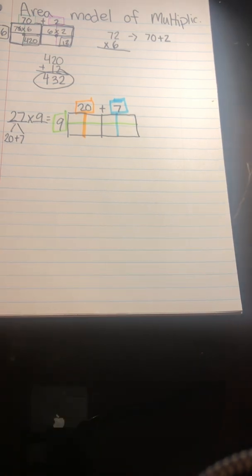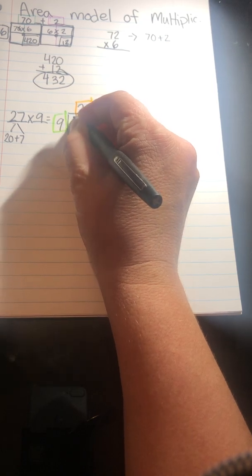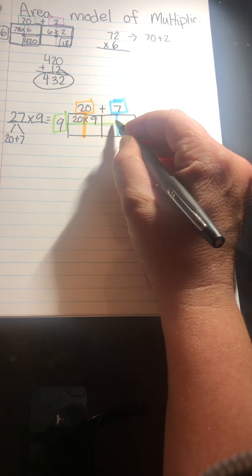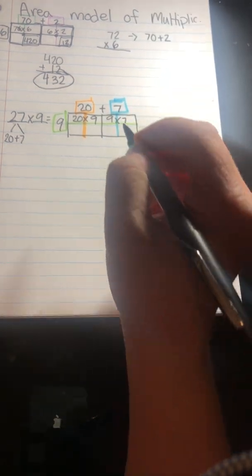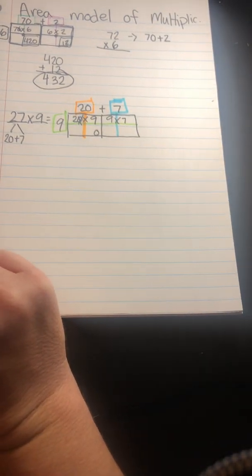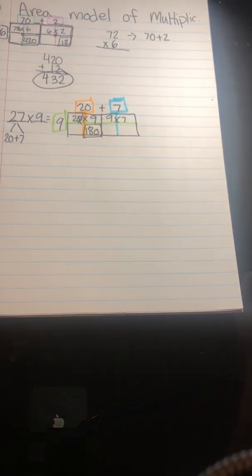Okay? So what am I multiplying in this one? 20 times 9, and then what am I multiplying in this one? 9 times 7. So now I can multiply. Take off my 0, put it down. 9 times 2 is 18. So I put that in front of my 0. So we get 180. That's our first partial product. And then we do 9 times 7, which is 63.